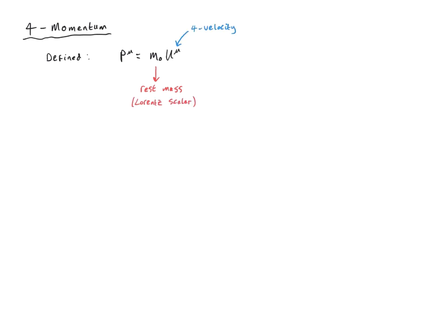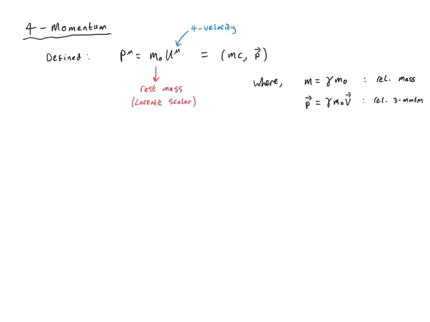Because we take a 4-vector and multiply it by a scalar quantity, we obtain another 4-vector. So the 4-momentum, so defined, is indeed a 4-vector. The definition of the 4-momentum here makes the analogy clear between the regular non-relativistic momentum, which is just the mass times the velocity. Here we have the rest mass multiplied by the 4-velocity.